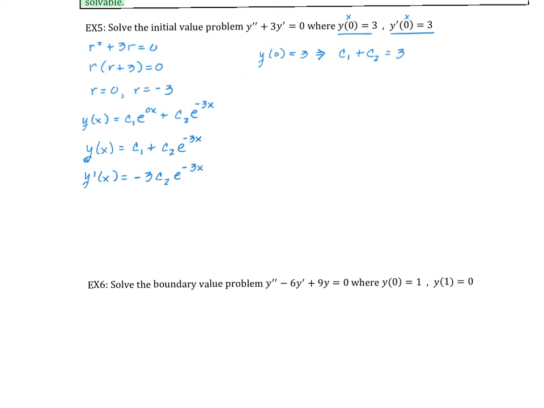So now that I have my first derivative, I can go to that y prime of 0 equal to 3, that initial condition. If I put in 0 for x and set that equation equal to 3, I have negative 3 c sub 2 is equal to 3, and then c sub 2 has to be equal to negative 1. So now that I know that c sub 2 is negative 1, if I look back at c sub 1 plus c sub 2 equal to 3, I must have that c sub 1 is equal to 4.